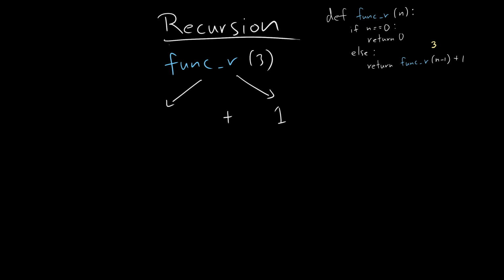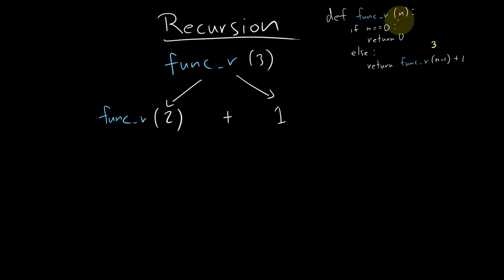So now I know that what this will return is whatever function R with argument 2 will give me, plus 1, right? So this is equivalent to that, but I don't know what function R of argument 2 is. How do I know what this is? Well, I do the same thing.